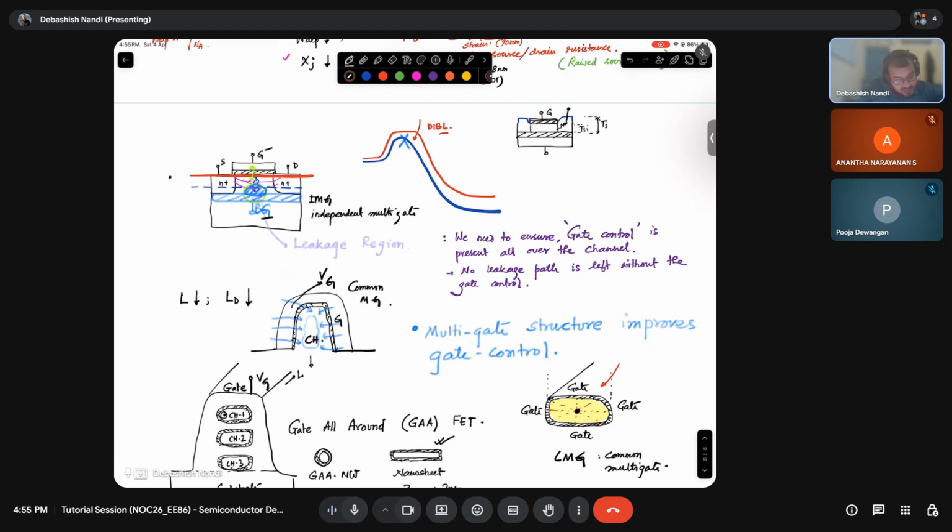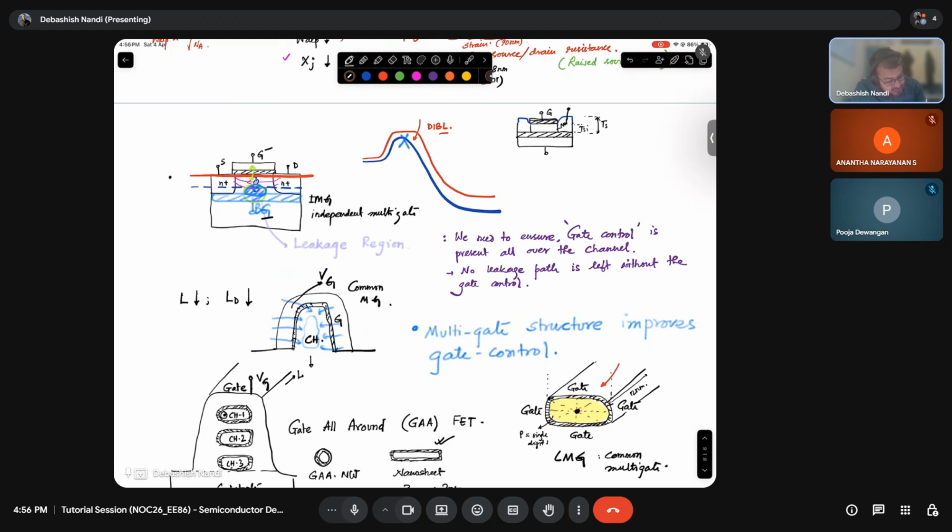Channel length will be in this direction, which is of the order of what is the minimum we have discussed today? 10 nanometer. That is the hard limit. It will be at the 12 nanometer range. The periphery of this can be very small.